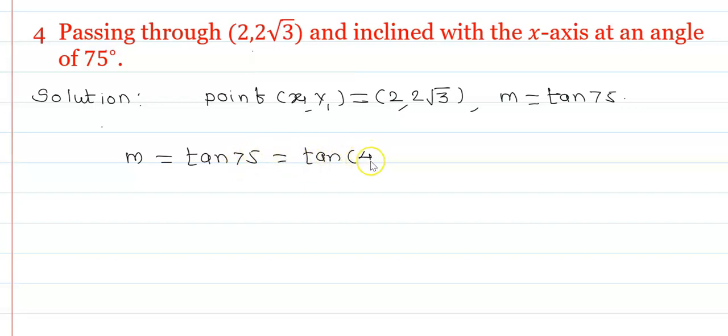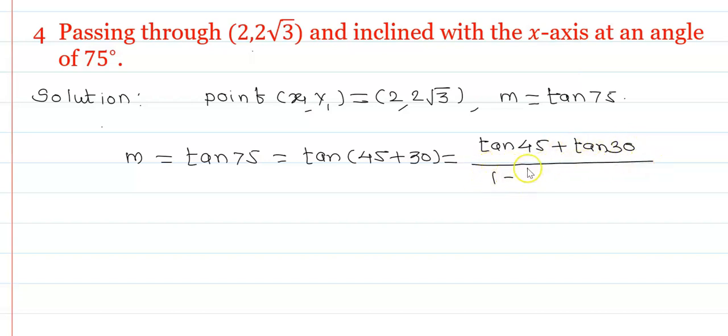Tan 45 plus 30 means what? Tan of A plus B. Here tan of A plus B is equal to tan 45 plus tan 30 upon 1 minus tan 45 into tan 30. Now substitute the value.